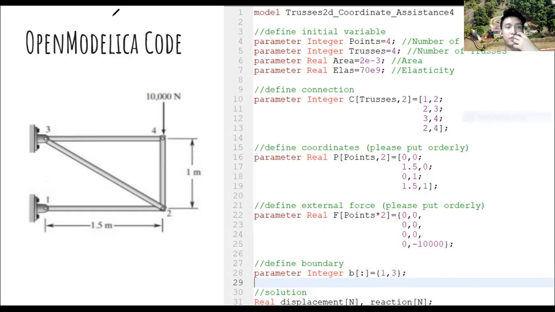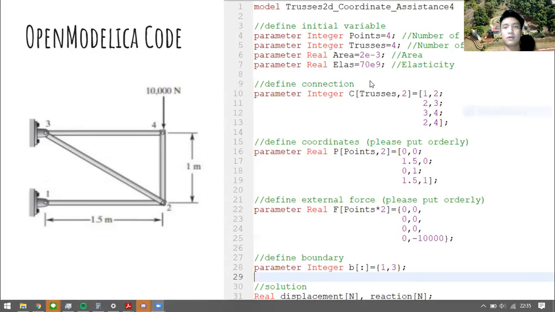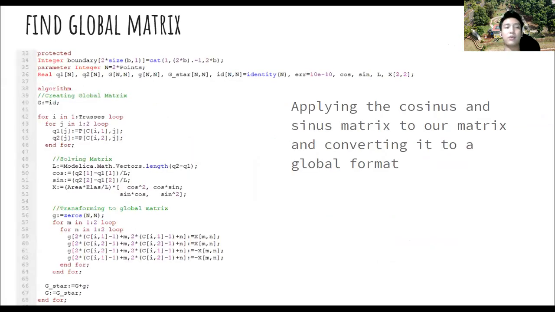Okay, let's jump to the next slide. So here, we are finished with defining the problem in OpenModelica, and then we are starting to solve this problem using an algorithm.